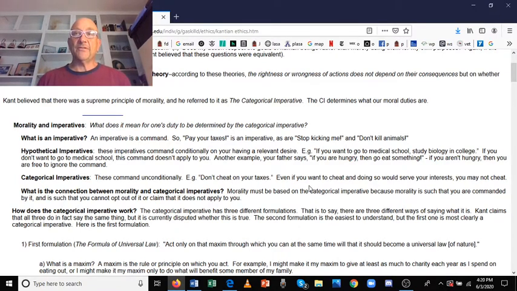Categorical imperatives, again, to make a point, are different. Regardless of the situation, you shouldn't be cheating on your taxes, right?